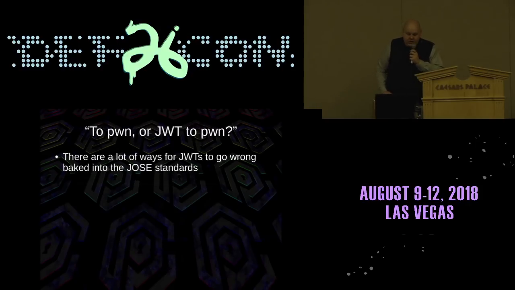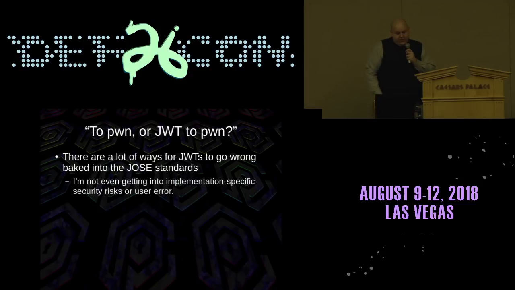So, to pwn or JWT to pwn, there are a lot of ways for the standards to go wrong. We've seen some of them in CVEs over the past 3 years. We'll probably see even more. There's a lot of RFCs that I haven't even had time to delve into that specify weird cipher modes. And then there's implementation security risks and user error. Somebody could just say, okay, I'm going to make the JSON web token key their username, and then I'll use that for HMAC validation. That would be a user error. And then implementation specific would be a library that has a timing attack vulnerability in the MAC validator.